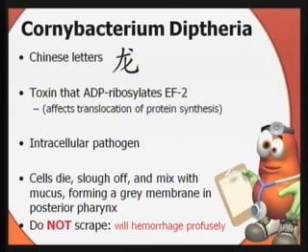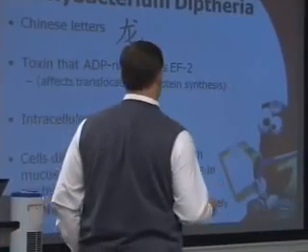Toxin, that ADP-ribosylates elongation factor 2. So if that affects translocation in protein synthesis, it's an intracellular pathogen. So what happens is the cell dies, sloughs off, mixes with the mucus, and forms a gray membrane in the back of the pharynx. Folks, if you ever attempt to scrape this, you will kill this patient. Chances are, if you can't maintain that airway, you could kill this patient. Do not scrape. It will hemorrhage profusely. There are a lot of blood vessels in this area.